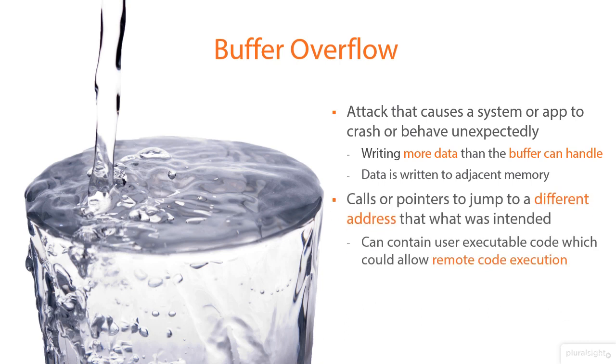All right, so we can issue calls or pointers to jump to a different address than what was intended. And as I mentioned, we can put executable code in that other area so that we're basically pointing to somewhere else within memory, say execute that. And that may be something that will crash the system and allow remote code execution, which we'll talk about in more detail in just a second.